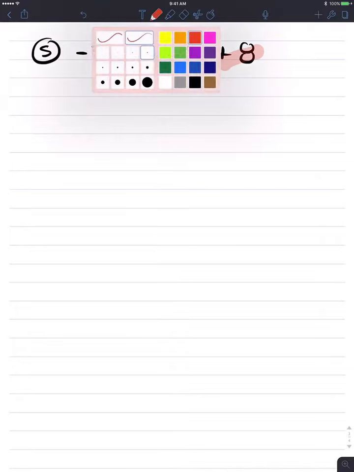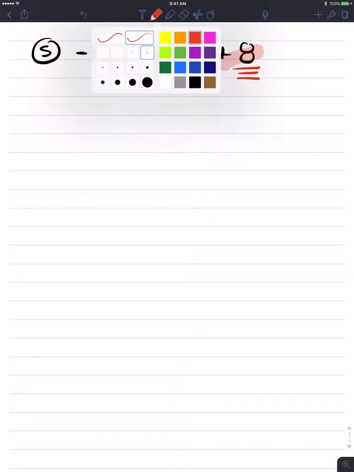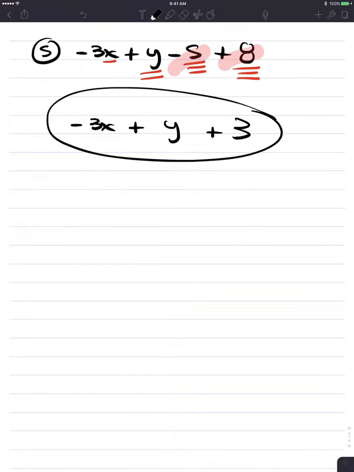Notice, this has a variable x. This is y. That is different. These are numbers. So I'm only going to be able to combine the numbers. Negative 3x plus y plus 3. We are done.